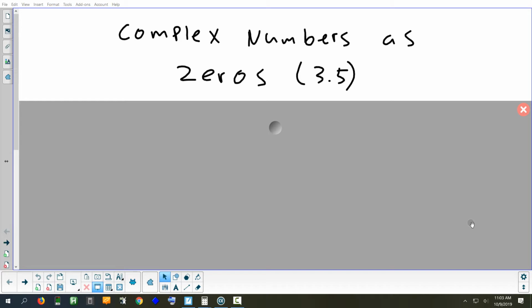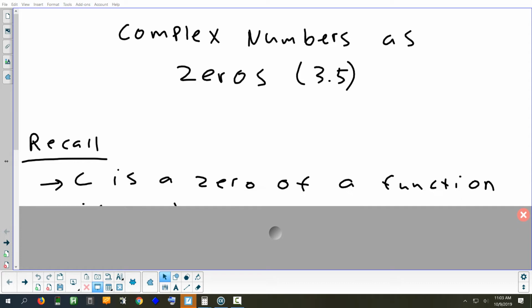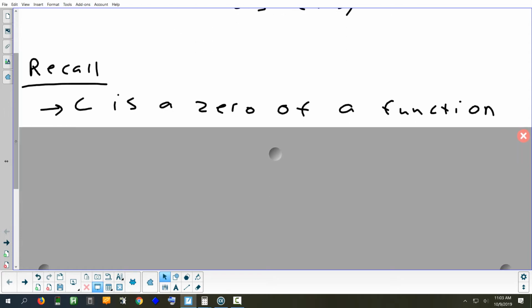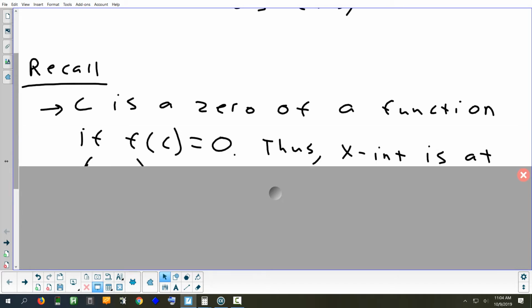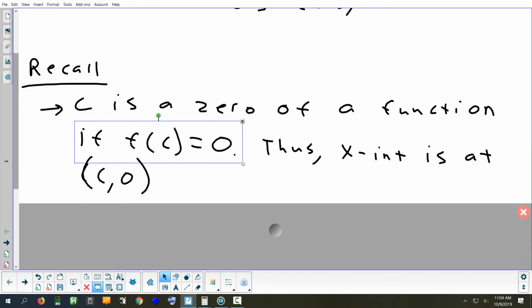Okay, so today we're going to look at 3.5. And as I said before, it's basically doing what we did in section 3.4 again, except now with imaginaries. All right? So, reminder, I've said this a bunch of times, I'm just kind of making it sink in. A number is a 0 if you plug it in for x into a function, and the answer comes out to 0. That's what it means for a number to be a 0. It also means that your graph has an x-intercept at this coordinate, c, comma, 0.